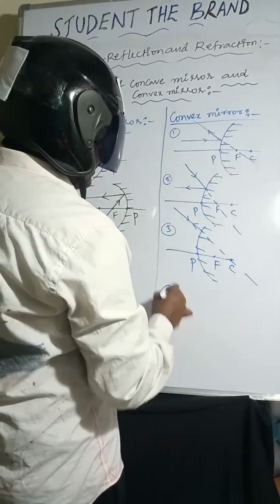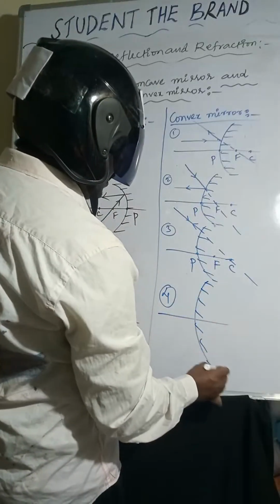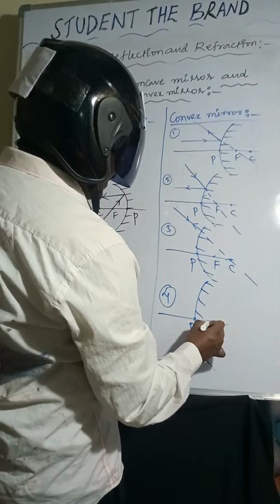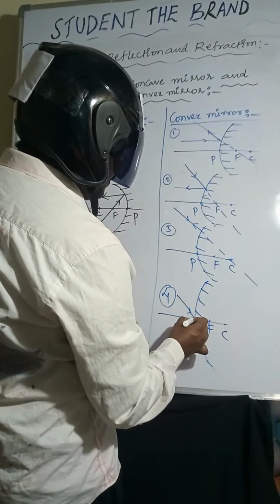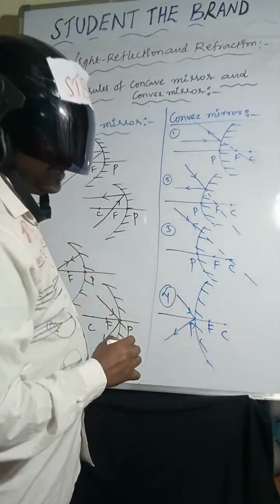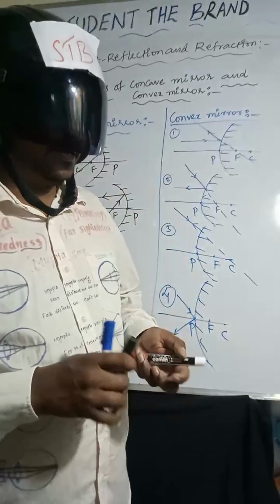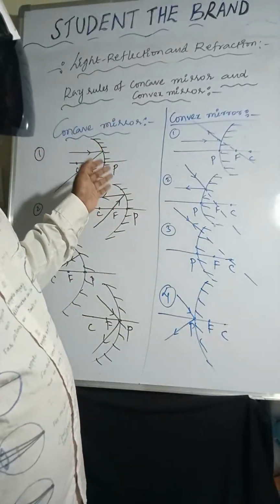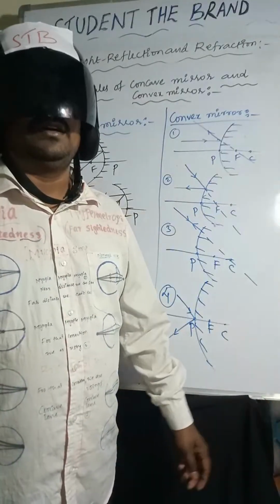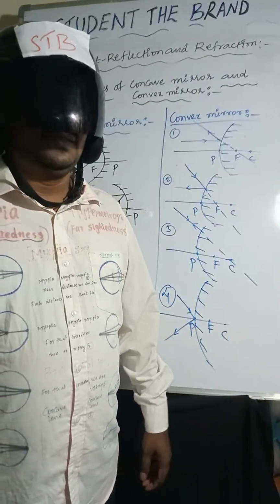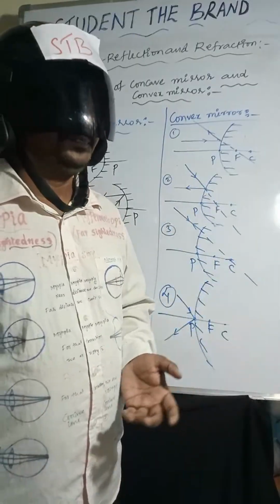Fourth one. Light rays incident at the pole reflect back. Yes or no? So this is about concave mirror ray rules and convex mirror ray rules. Next one we'll discuss image formation by concave mirror and convex mirror.